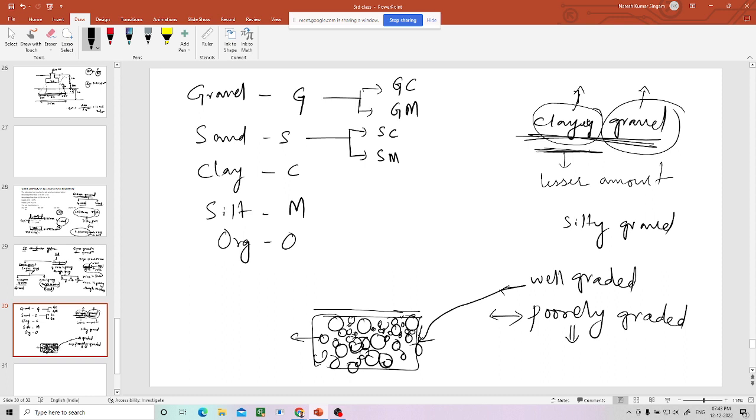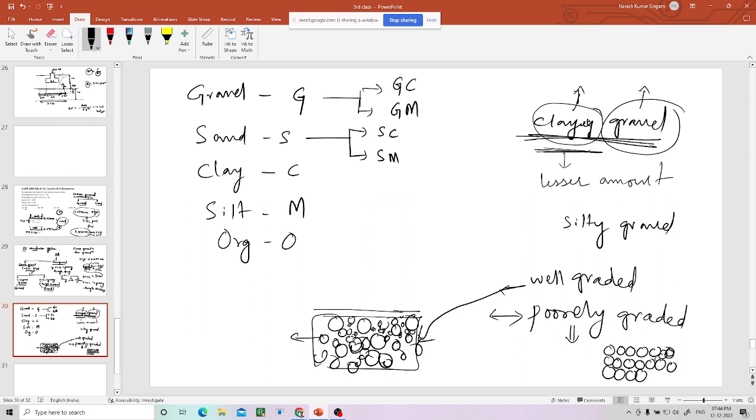Poorly graded means all are uniform size. When all are uniform, the voids cannot be filled, because we need small size particles to fill these voids, right? These voids cannot be filled again by the same size particle. So if the void is not filled, then the voids will be there and it will be loose sand, or loose clay or loose soil. That is the reason why it is poorly graded. Uniform size means poorly graded. Different sizes means well graded.